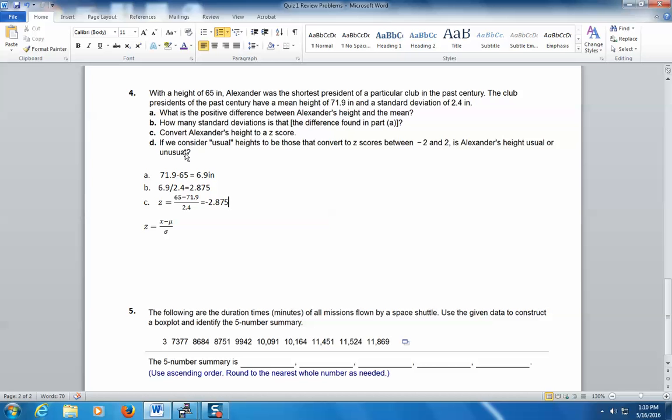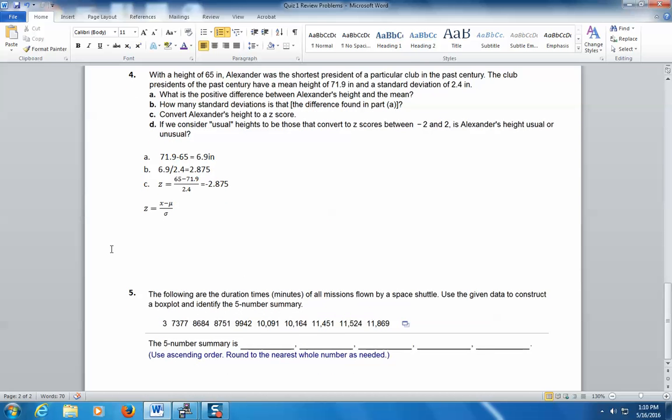And then D, if we consider usual heights to be those that convert to z-scores between negative 2 and 2, is Alexander's height usual or unusual? This is our range rule of thumb. He is more than 2 standard deviations below the mean, so his height would be considered unusual in the heights of the presidents. All right, we'll go ahead and do the next question on this video as well.